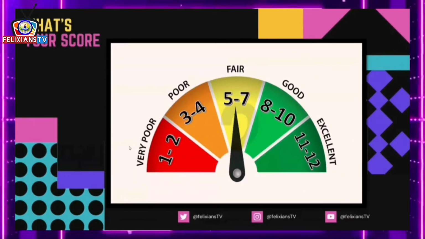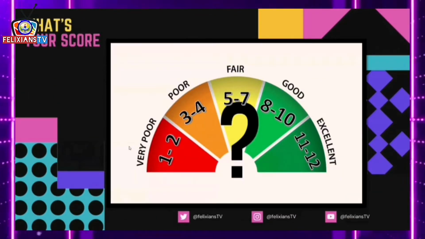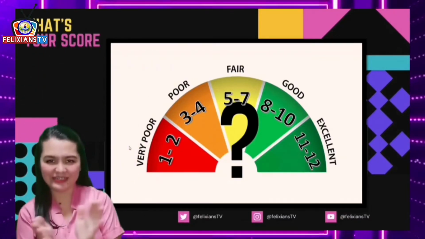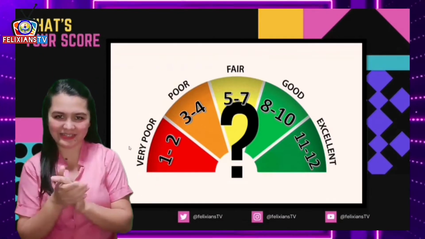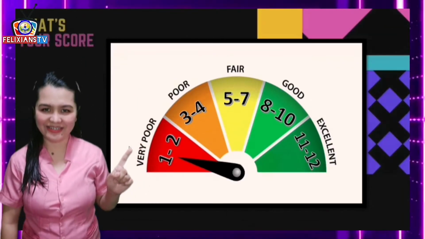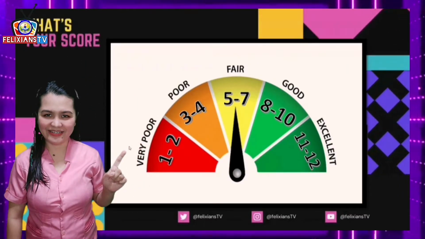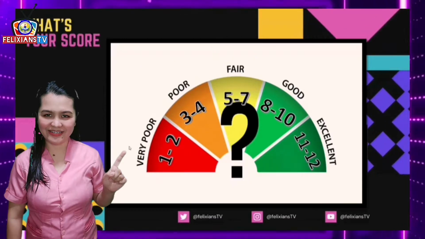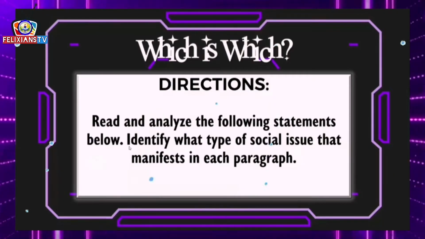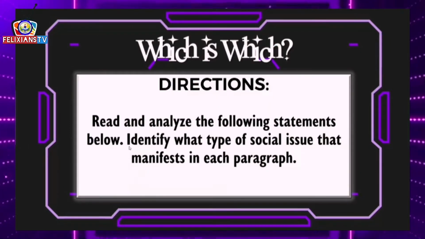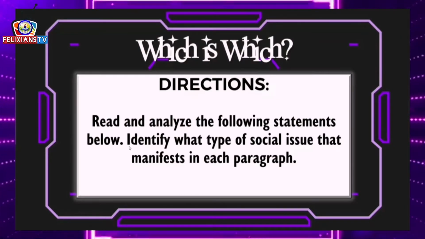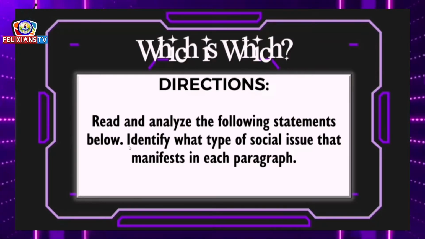Let us now check your score. You are doing a great job! And to check if you fully understood our lesson for today, let us assess your learning by answering this activity. Read and analyze the following statements below. Identify what type of social issue manifests in each paragraph.